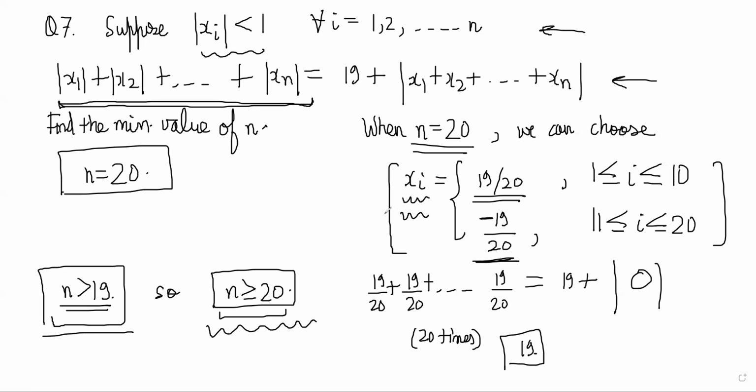So we have satisfied the conditions of the problem and we have realized that the minimum value of n is 20. So that concludes the problem. Hope you have understood how we have solved it and you learned something from this video.